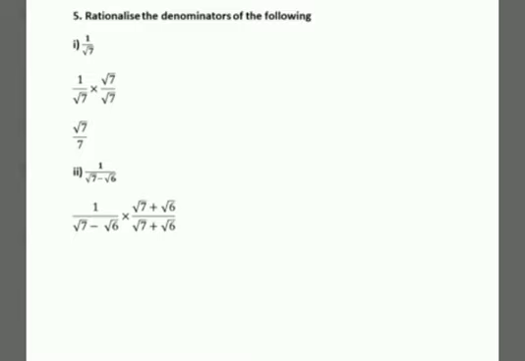If I multiply, 1 into root 7 plus root 6 by root 7 minus root 6 into root 7 plus root 6 gives root 7 plus root 6 by, in the denominator we can apply the formula a plus b into a minus b equals a square minus b square. So root 7 whole square minus root 6 whole square. Next, root 7 plus root 6 by 7 minus 6, which gives root 7 plus root 6 by 1.